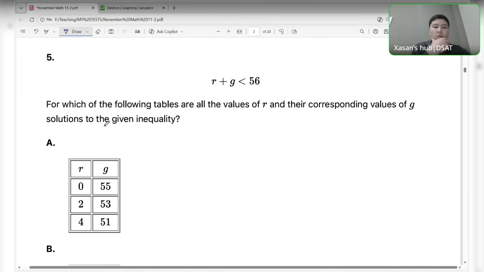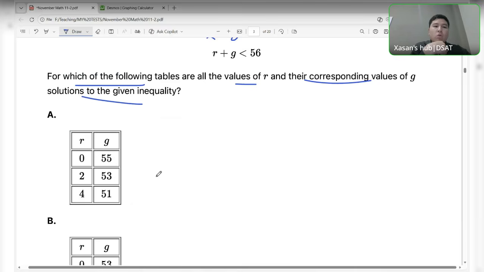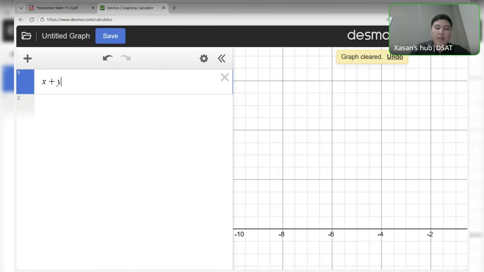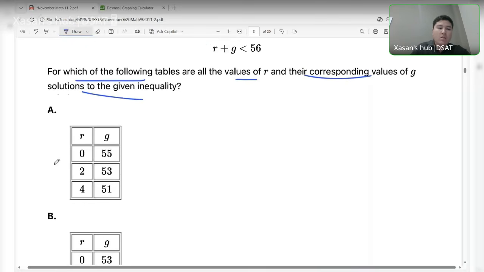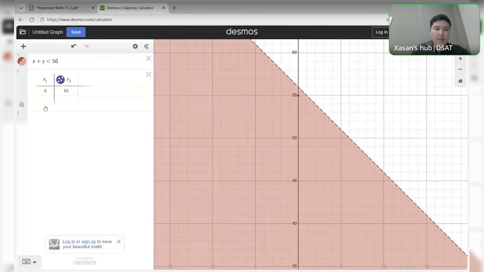Question 5. For which of the following tables are all the values of R and their corresponding values of G solutions to the given inequality? Guys, here I can replace R, G with X and Y, and then enter the given points. So look, I'm going to write X plus Y less than 56, and just create a table to add the points here. So 0, 55, and check whether it is in the shaded region. And of course it is, the first point, and check the rest.